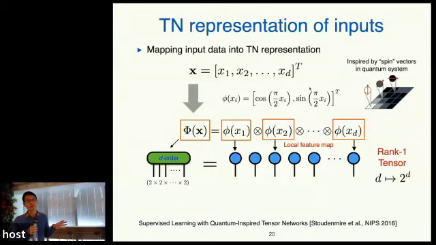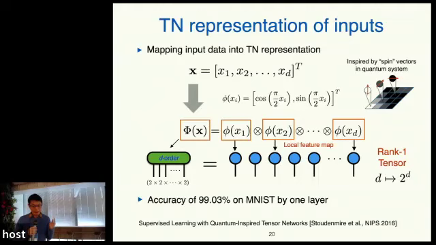It's a quantum state. And then they use the tensor product to make all the pixels into a high order tensor network structure. This is a rank one tensor. So the dimension from the original D becomes 2 to the power D. Then they make this an input, then use a tensor network for parameters W, and they achieve 99% on MNIST using only one layer.